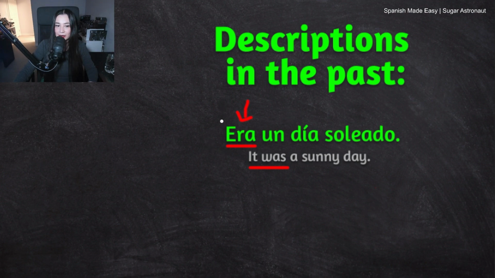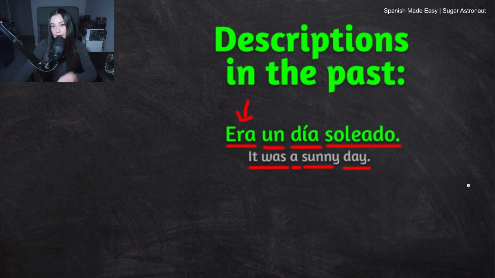Era is a very useful word. You can use it to describe things in the past, and it's pretty cool just to learn era, and then you can add whatever you want, because era is similar to saying it was. And then we have un means a, día, day, soleado. Soleado means sunny. Día soleado, sunny day. Era un día soleado. It was a sunny day.